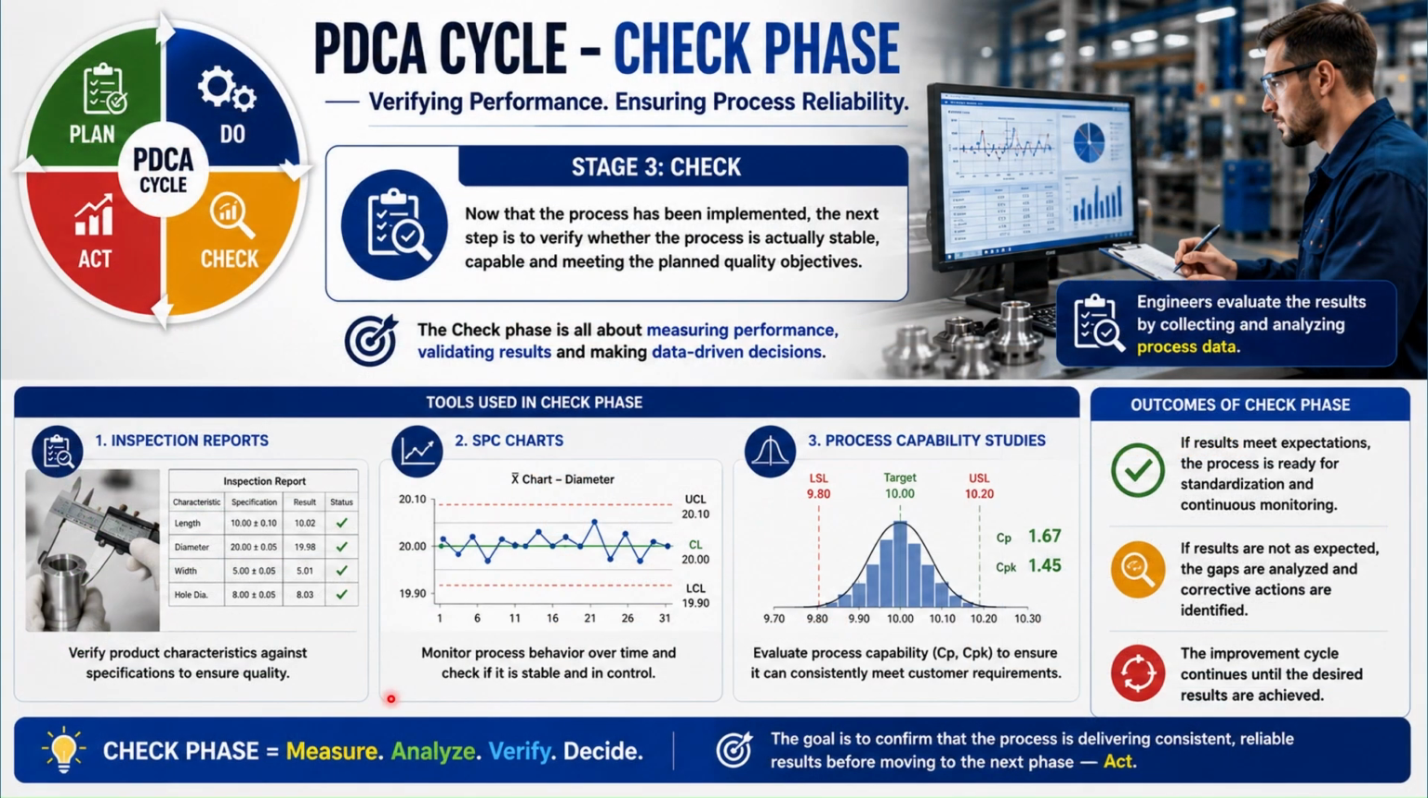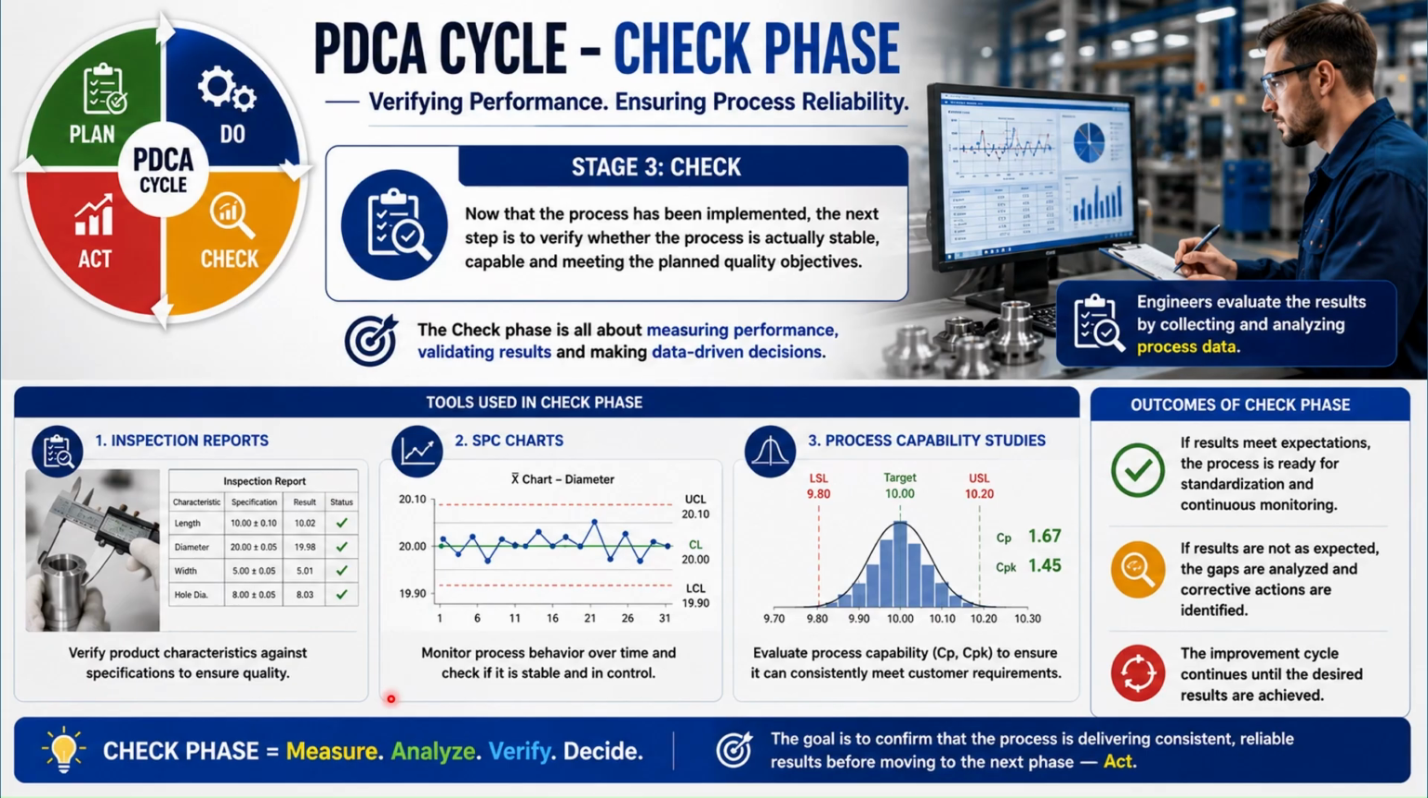Now that the process has been implemented, the next step is to answer an important question. Is the process actually performing as expected? This brings us to the third stage of the PDCA cycle, check. During the check phase, engineers evaluate the results by collecting and analyzing process data. The objective is to verify whether the process is stable, capable, and consistently meeting the planned quality objectives.